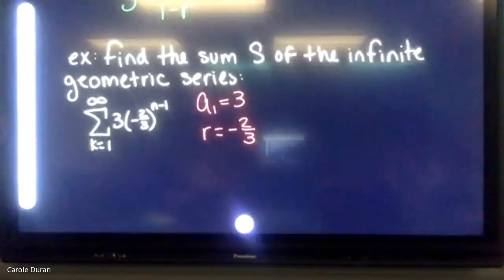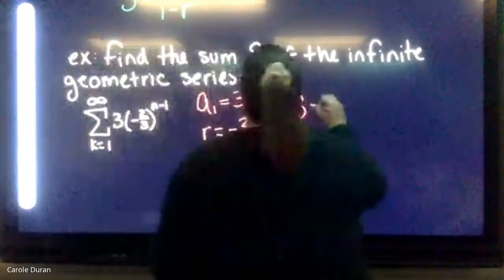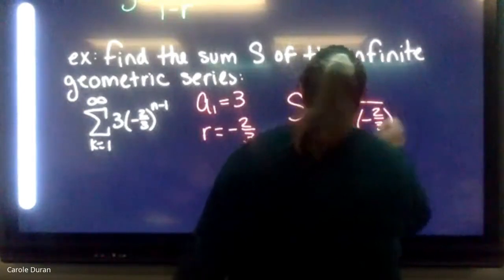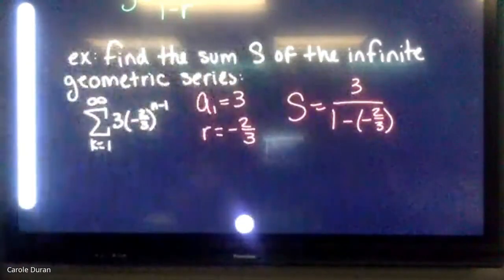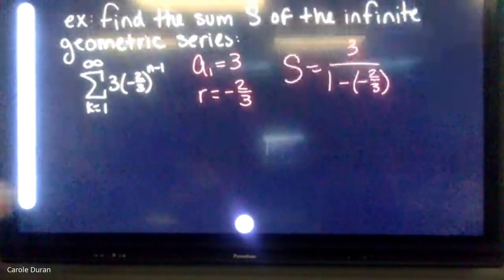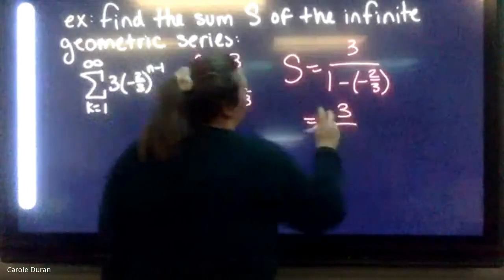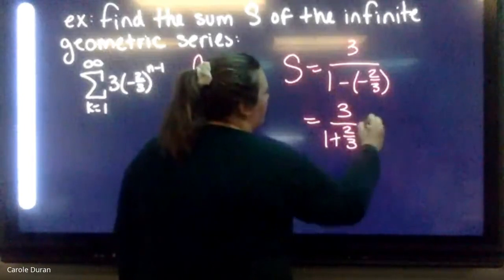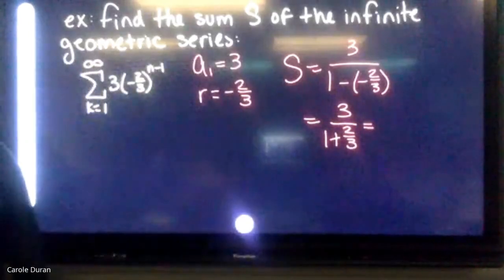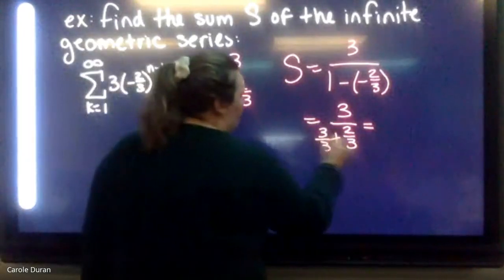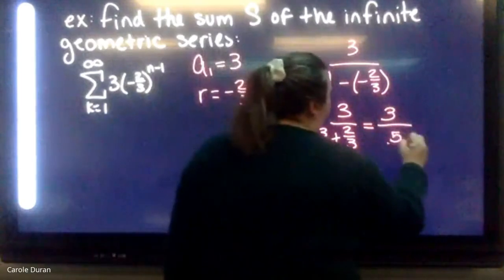So then going from here, I just go ahead and plug it into that infinite sum formula, and I get S equals A1, which is 3, over 1 minus my R, which is negative 2/3. We go ahead and simplify this because I prefer a fraction if I can get it. 1 minus a negative 2/3 becomes 1 plus 2/3. To put my fractions together, I need to change 1 into a fraction with a denominator of 3, so it needs to change into 3/3. So when I put it together, I get 3 over 5/3.